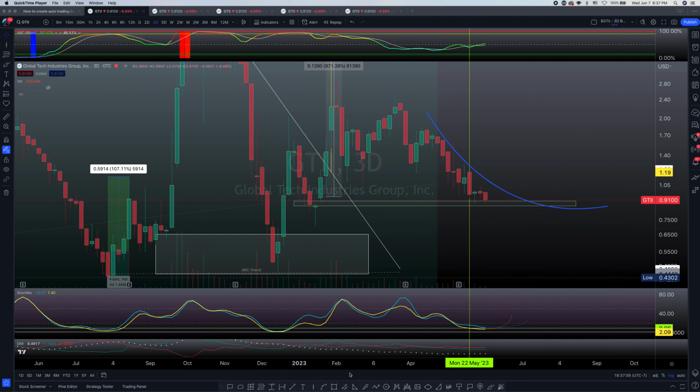Okay, GTII seems to still be chopping around that dreadful area. Let's go ahead and see what could be happening for the following days.